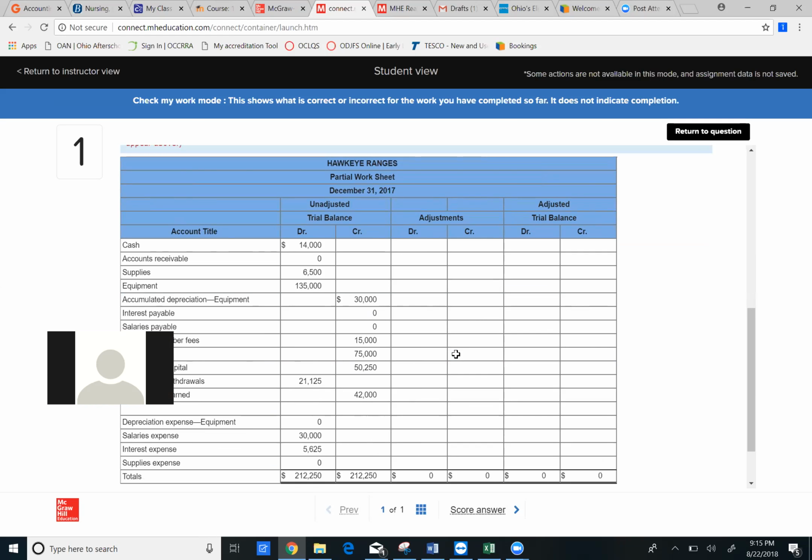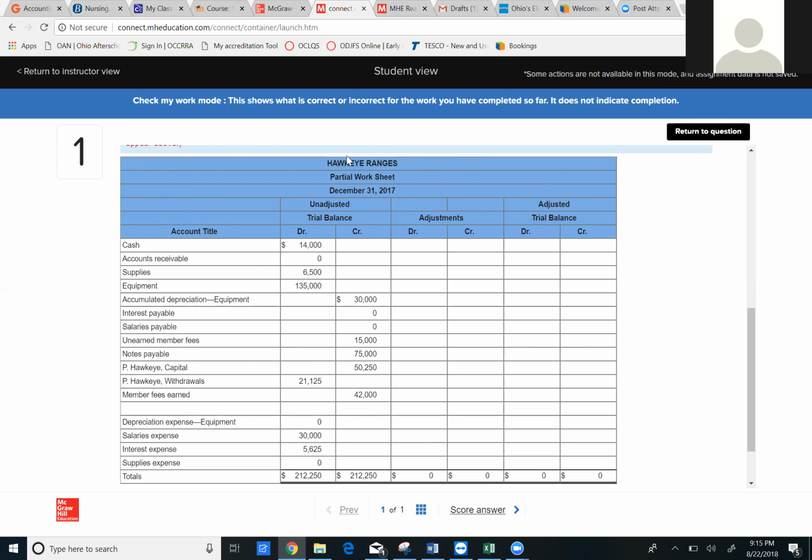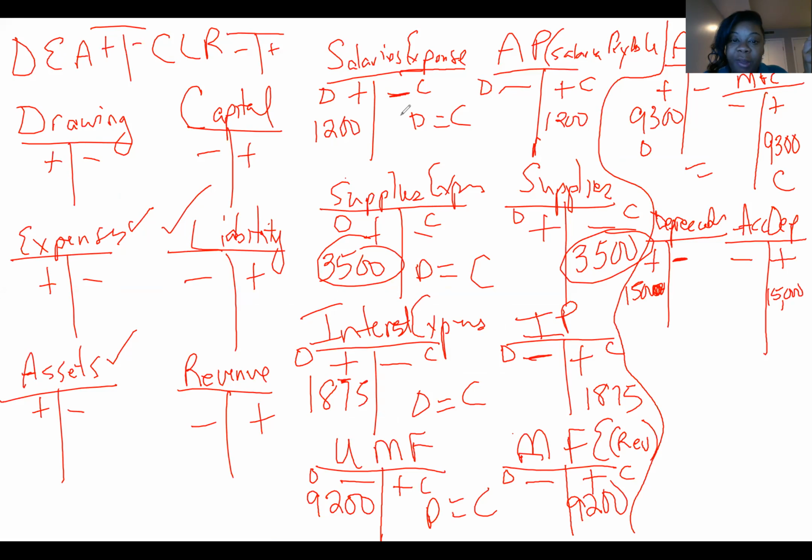So I'm going to actually utilize our key table to help us out. All right. So salaries expenses, we did something to it twice. I wonder if I can change the color. Hold on. Ooh, I can.